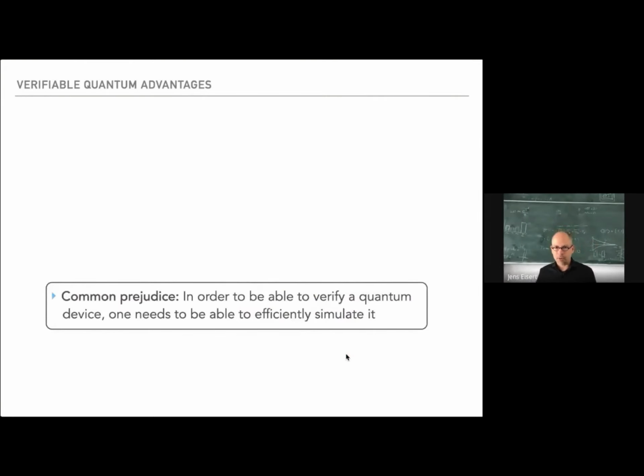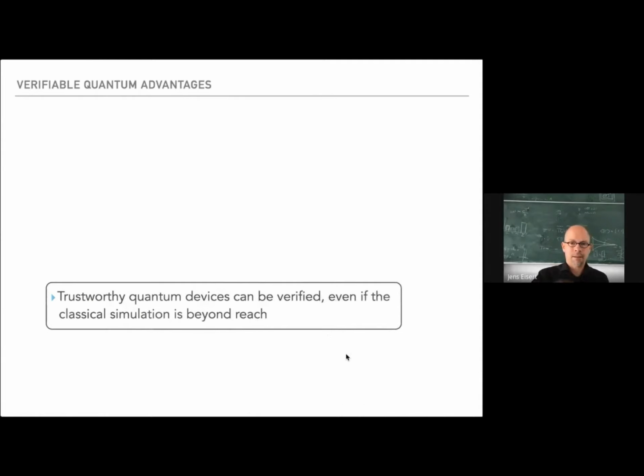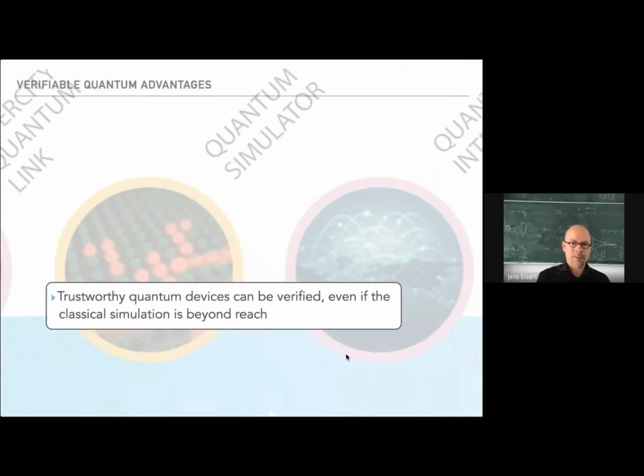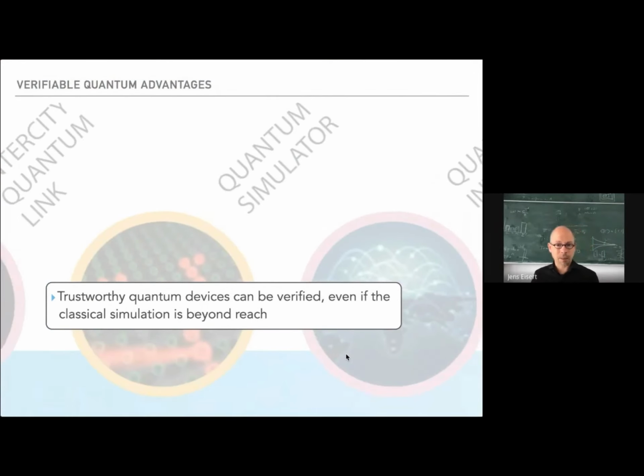In order to be able to verify a quantum device, you need to be able to efficiently simulate it. It makes perfect sense. It's reasonable to assume. It's a commonly stated statement, and that's great and wonderful. Fortunately, it's not quite right. There are some delicate settings where one can verify the quantum device, even though you cannot simulate it. So there are some trustworthy quantum devices that can be verified even if the classical simulation is beyond reach.